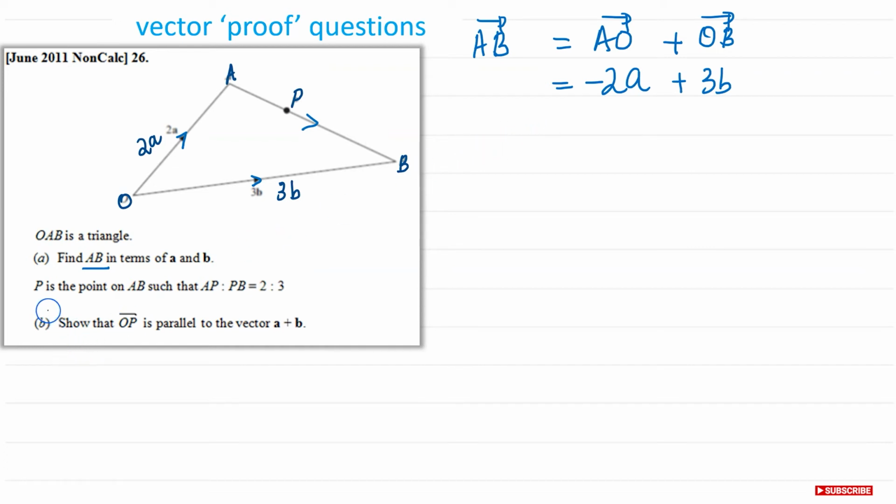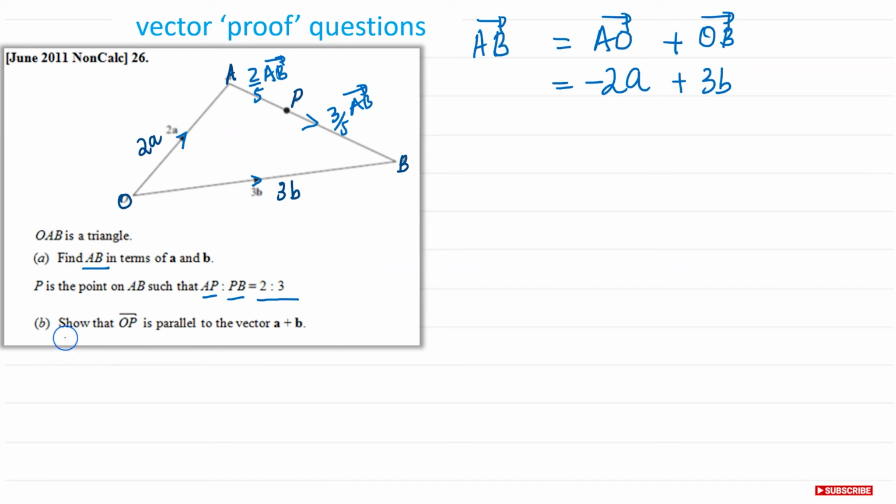Now guys, we're told P over here is a point on AB such that AP to PB is 2 to 3. So we need to look at this ratio. This vector AB has been divided into 5 parts, 2 plus 3, and AP has two parts of AB. So I'm going to write that AP is 2/5 of vector AB. PB is 3/5 of vector AB. Okay, so we've done that.